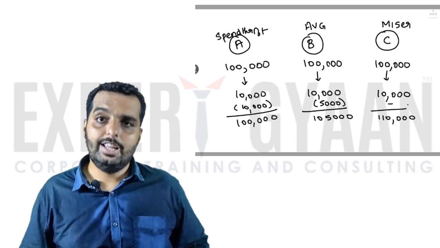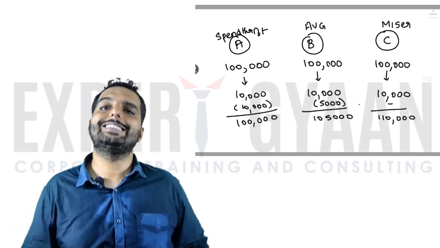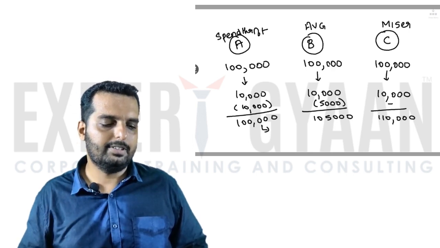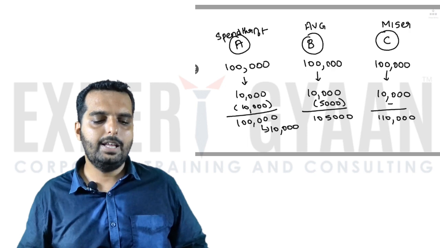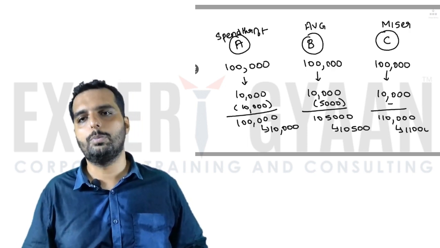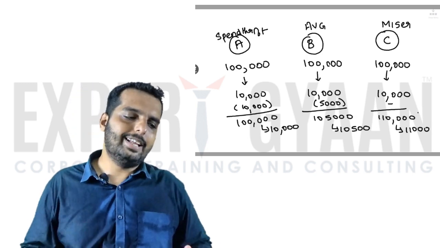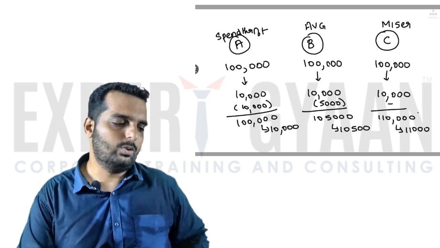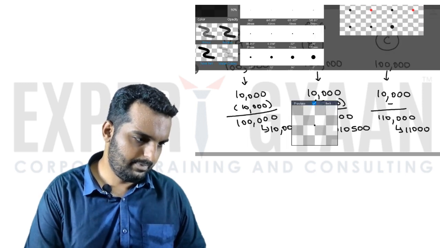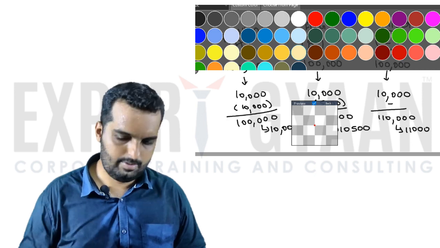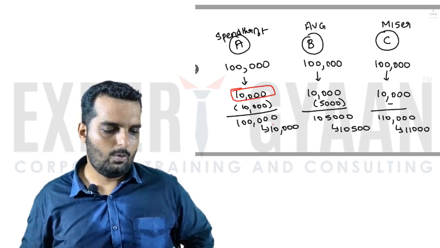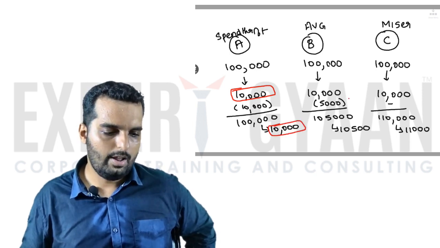Now let us see in the coming year how much interest each of them will get. A will again get 10%, that is 10,000. B will get 10,500 and C is going to get 11,000 rupees. Ideally speaking, I can say that A has no growth at all. Why I am saying that is because of this. A had earned 10,000 last time, now also is getting 10,000, no growth at all.